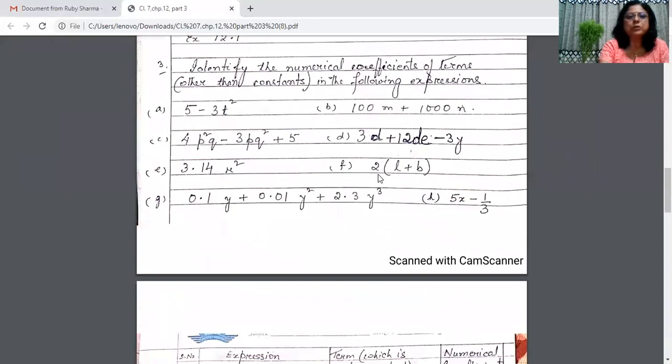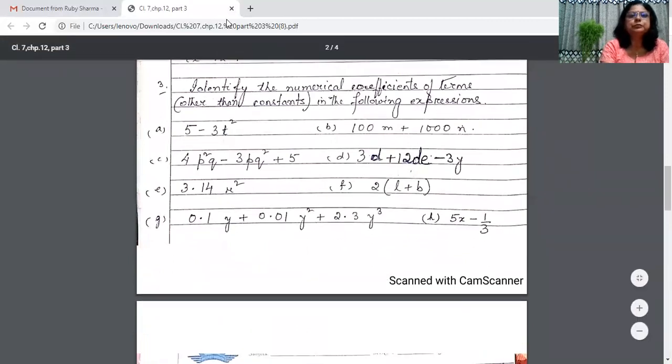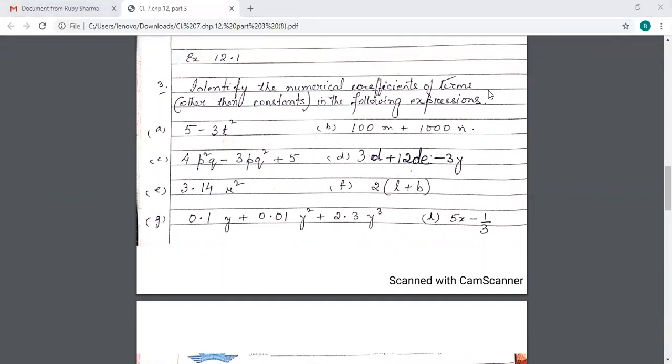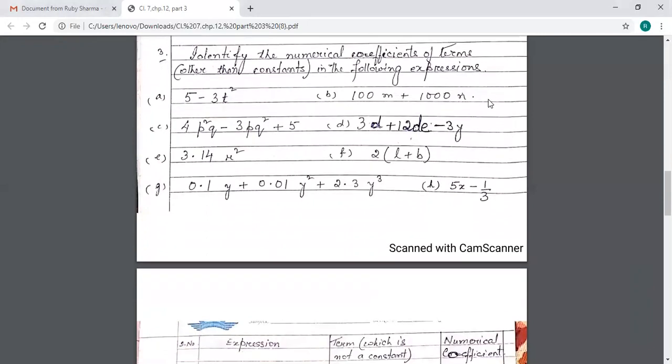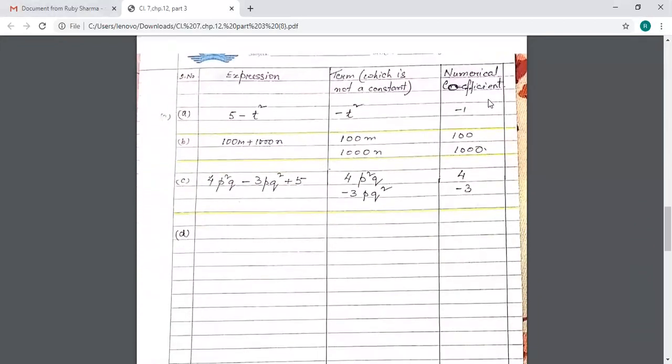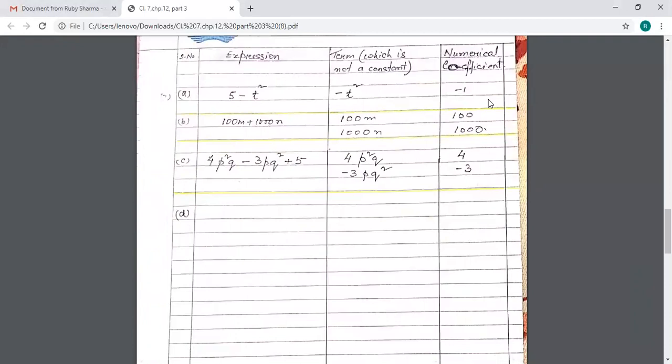Now here are some questions I have given you. Identify the numerical coefficient of terms other than constants in the following expressions. So you have to go through the questions very carefully, what exactly they want. These are the questions I have written, and I have given you some solutions also of a few sums. Now I have written in the column wise.